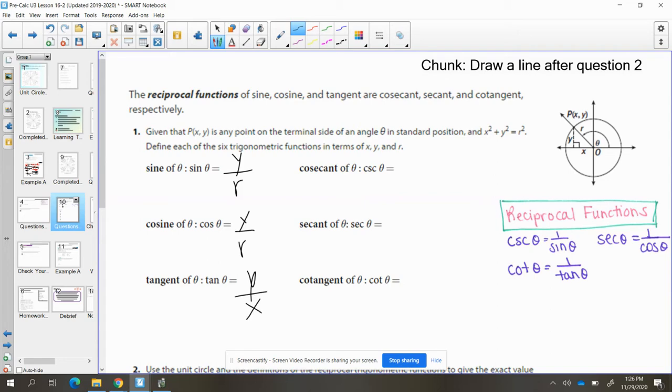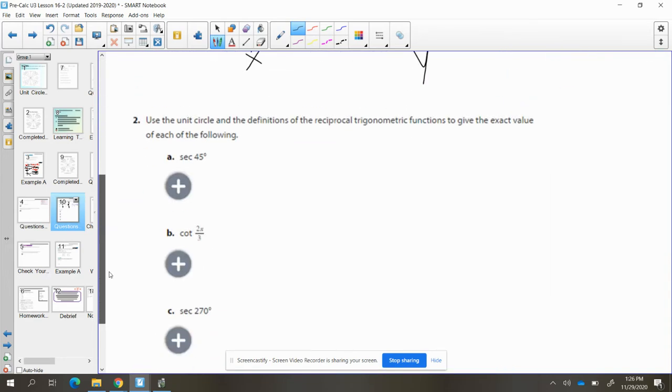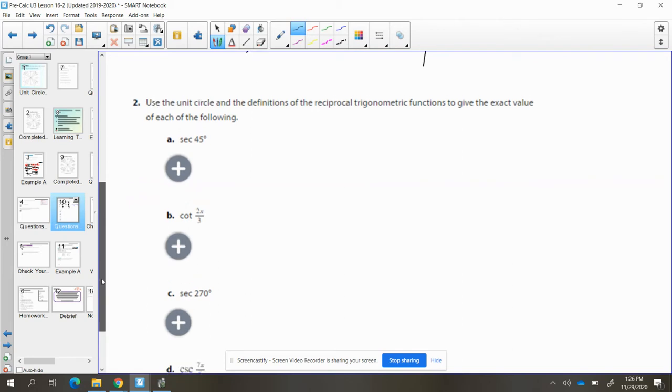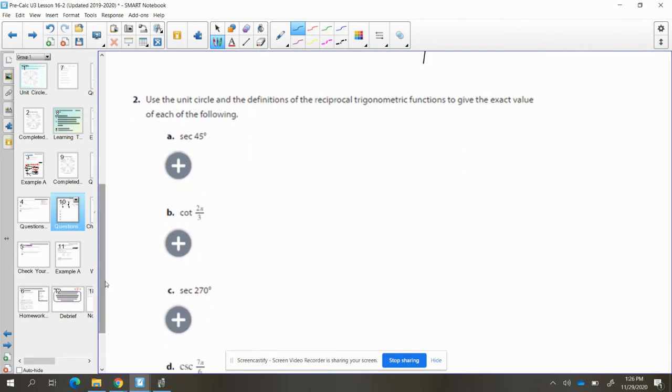Well, your reciprocal trig functions are the flipped fractions of these. So instead of being y over r, it is now r over y, r over x, and x over y. And the idea of the reciprocal is you're just flipping the fraction. So looking at some of these values, we now need to use that information to find the values that do lie on our unit circle here.